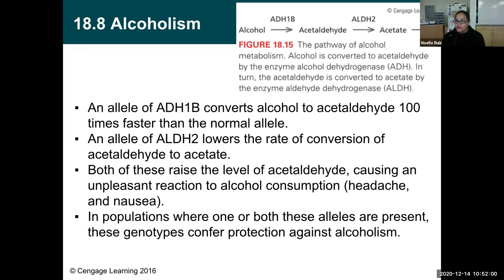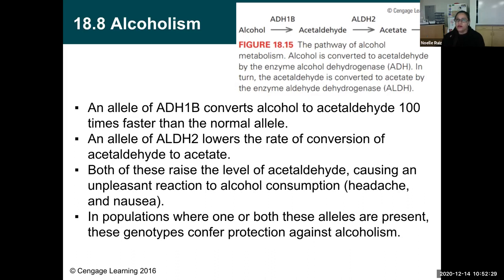There's figure 18.15 at the top. That's the normal pathway of alcohol metabolism. So you drink alcohol. ADH1B is a protein that's going to convert it to acetaldehyde. And then another protein, ALDH2, converts it to acetate. And the pathway moves along.